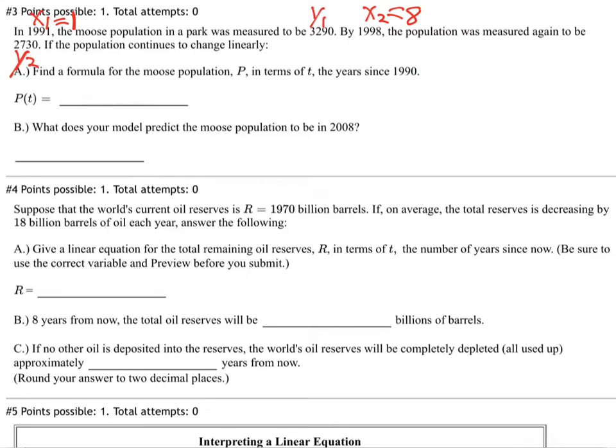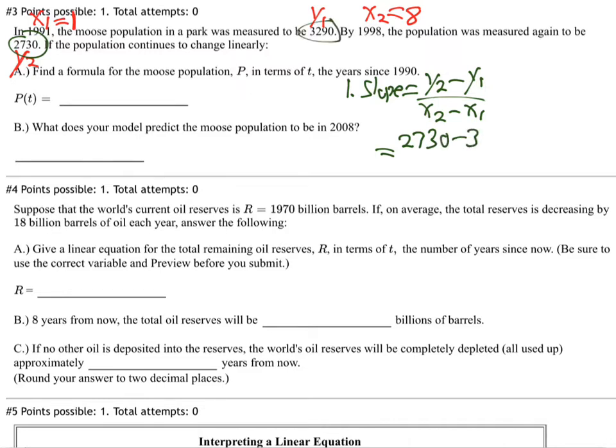Step 1, slope equals y2 minus y1 over x2 minus x1. So that's going to be y2. Where's y2? Here it is, 2730. I'm going to bring it down. 2730 minus y1, 3290, over x2, which is 8, minus x1, which is 1.